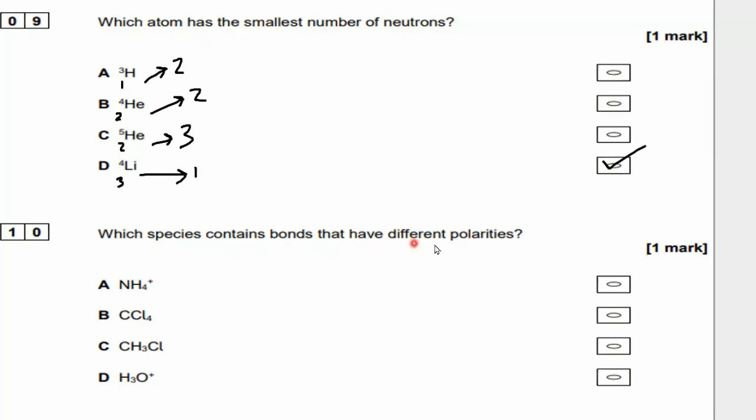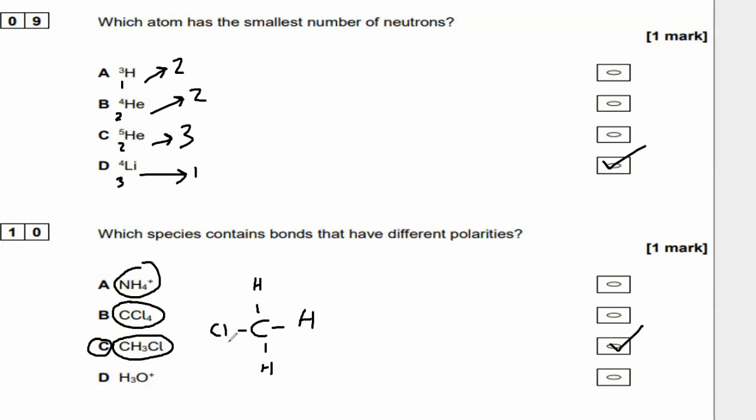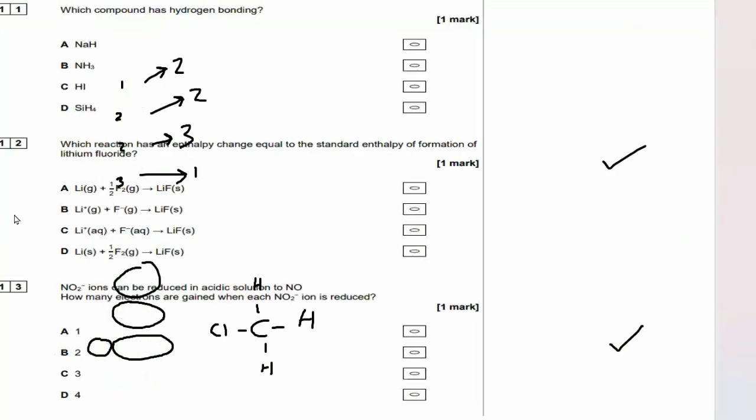Question 10. Which species contains bonds that have different polarities? So let's have a little look here. Well, we've got NH4+, CCl4, CH3Cl, and H3O+. The answer obviously here is going to be C. What's the reason? Well, it's the only one which has different bonds, so of course they might have different polarities. The chlorine is delta negative, the carbon's delta positive. We know the hydrogen's delta positive as well, but they're not going to be as big a difference in electronegativity as between carbon and chlorine.